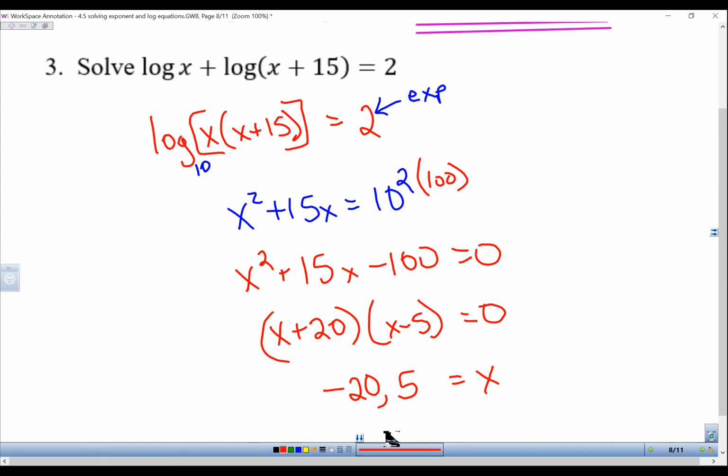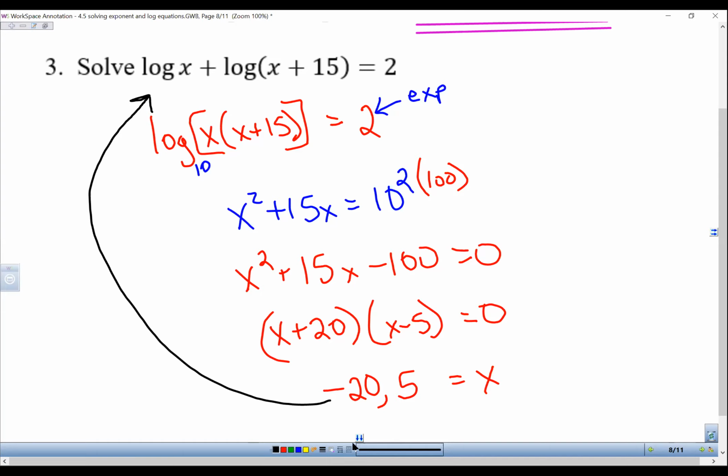Now, here's what you need to remember. We did this with domain of a log. You cannot take the log of a negative number. So if I go back up here to my original equation and take my answers and put them back in, if I put in negative 20, that's the log of negative 20. Or if I put it in over here, that's a log of negative 5.